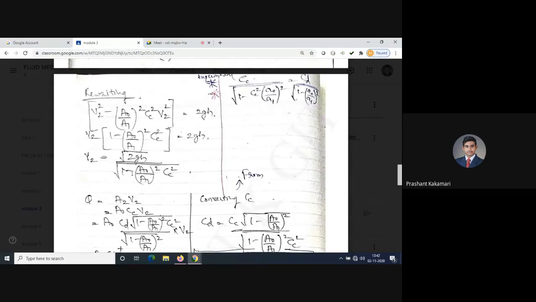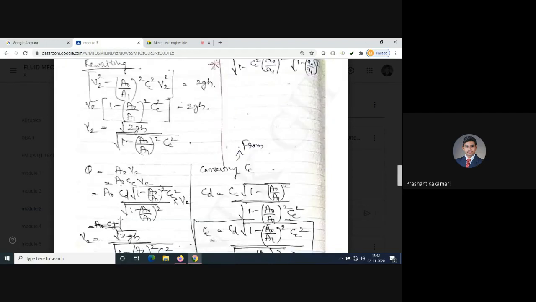So now I got the value of V2 in terms of area and Cc. Taking this V2, and assuming A2, because A2 we don't know, we are writing A2 in terms of A0 into Cc into V2 value.